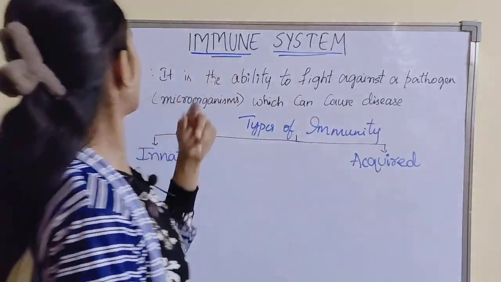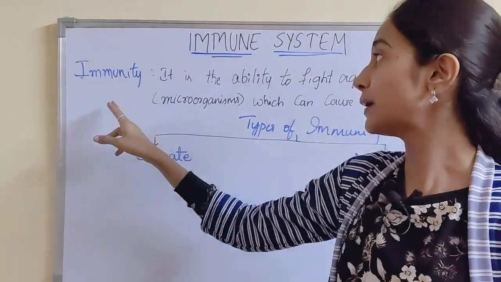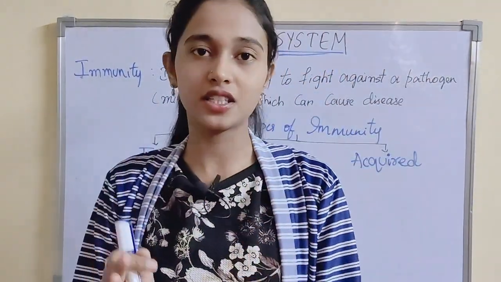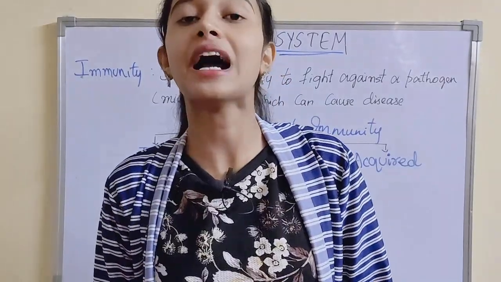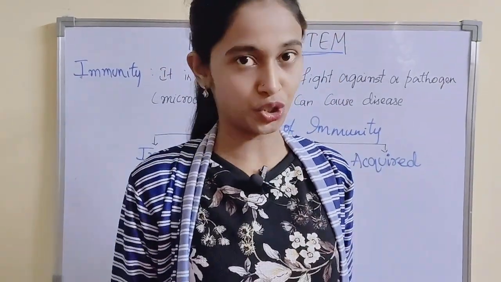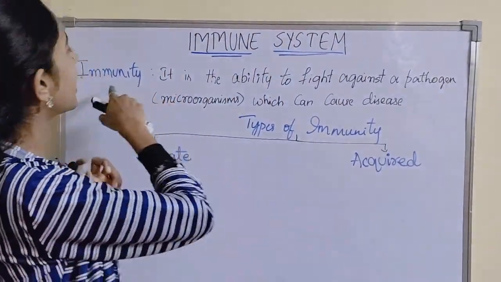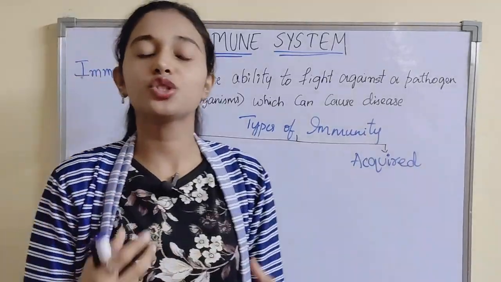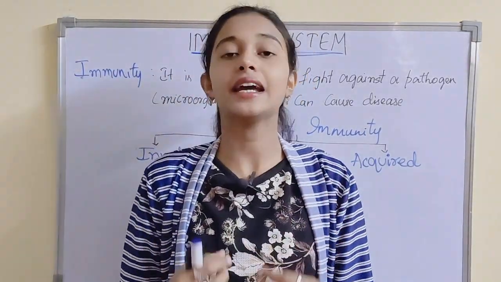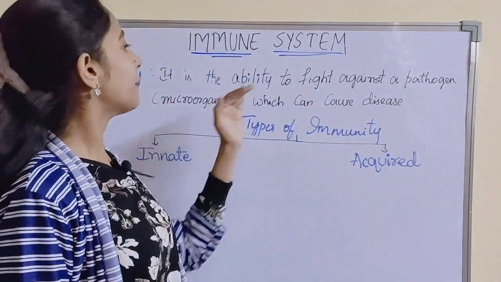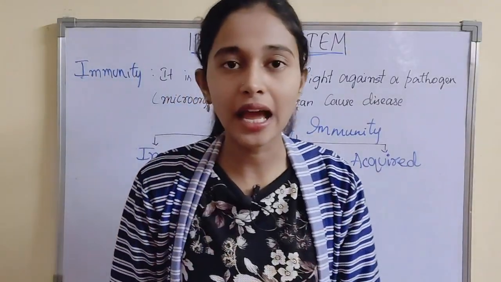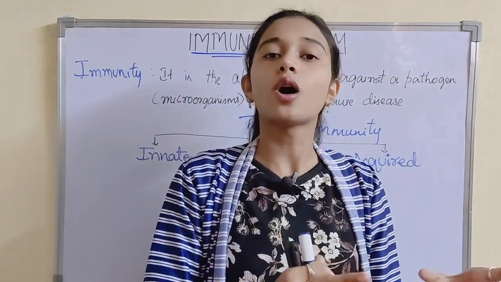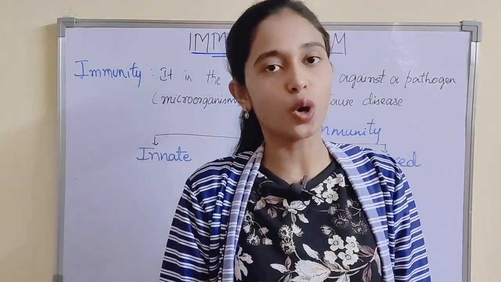So, immunity. What is immunity? It is the ability of an individual to fight against a pathogen. Okay, so immunity एक इंडिविजुअल की वो एबिलिटी है या फिर कैपेसिटी है जो कि रेजिस्ट करेगा एनी पैथोजन एंड माइक्रो ऑर्गेनिज्म सो दैट दे कांट कॉज एनी डिसीज और इन्फेक्शन टू अस.